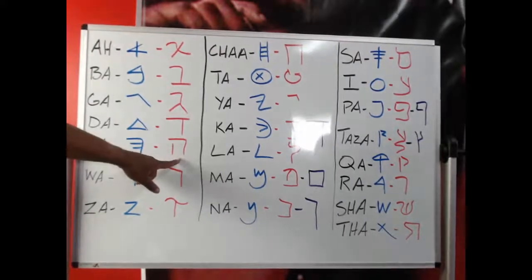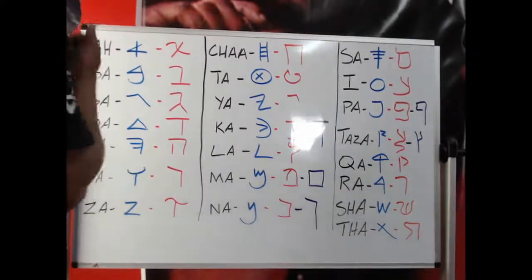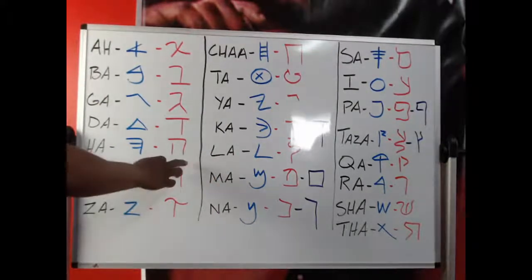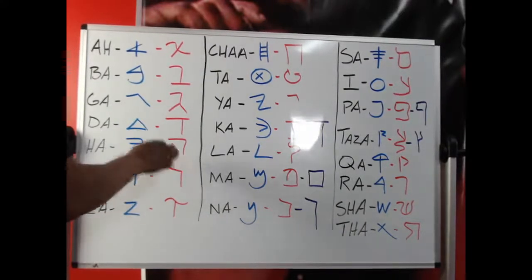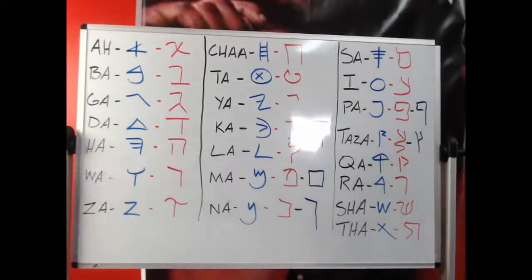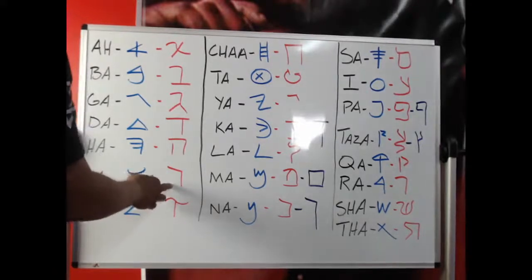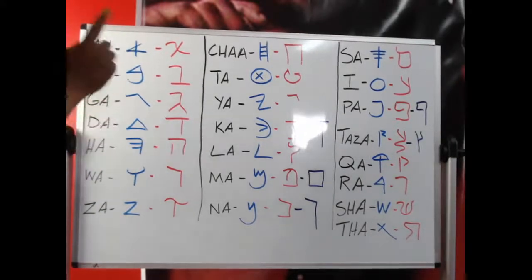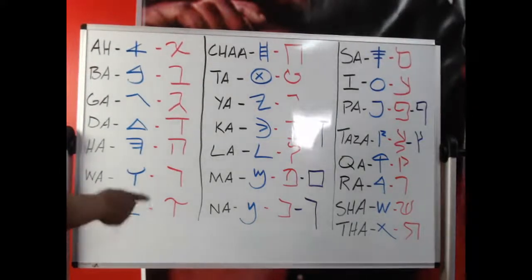We have Ha. Now, this letter can be confusing for some because as we go further into the alphabet, where this is the refresher course, some of these symbols will look alike. But Ha has a space in between its letters, in between its arms. Next is Wa, and remember, it kind of looks like the Ga in ancient Hebrew. Next, we have Za.